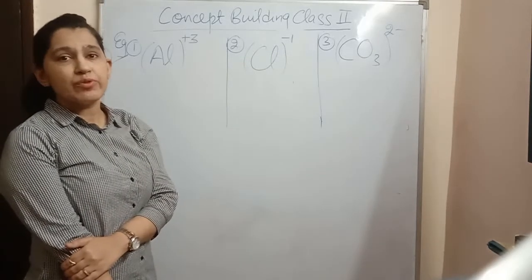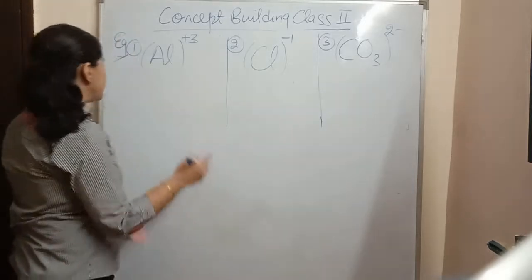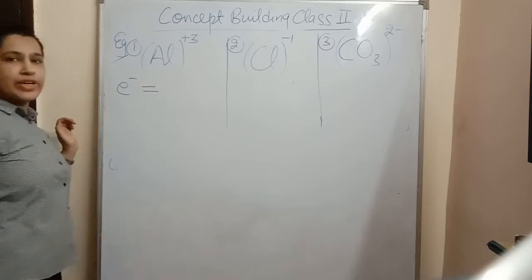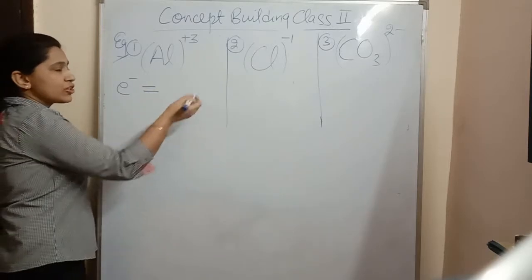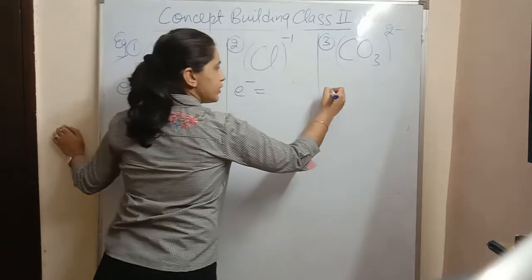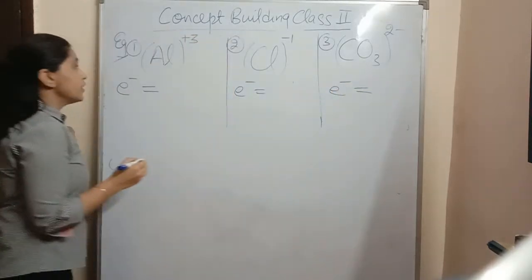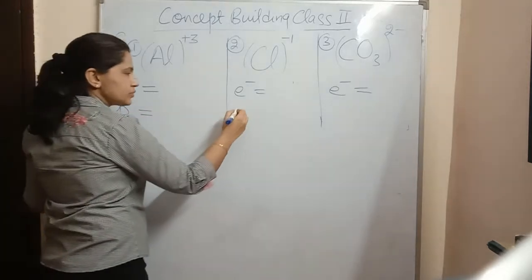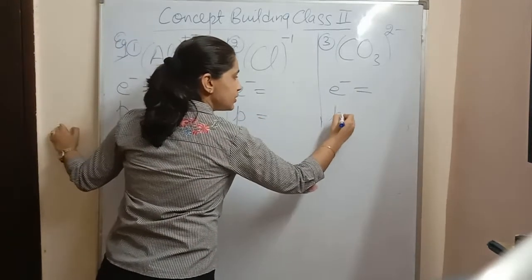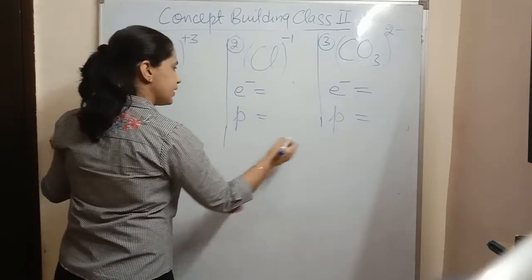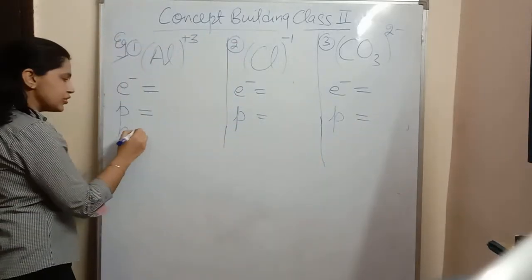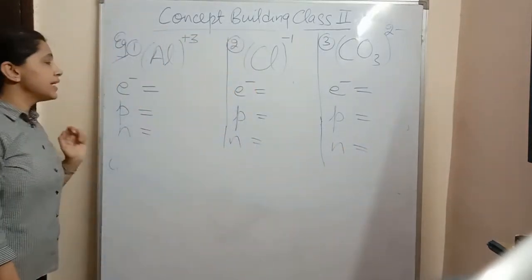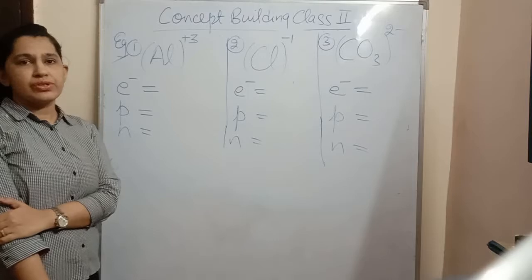Right? I am giving you time for it. What you have to do is find out the number of electrons in each. Just waiting for you. Try to do it. Next, try to find out the protons in each. And finally, the third one is neutrons in each. Electrons, protons and neutrons in each.